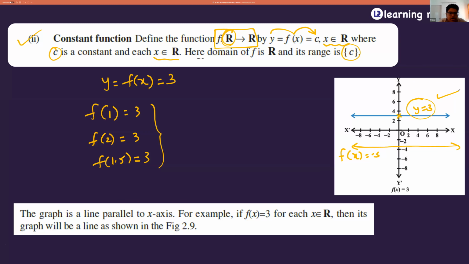It's called a constant function because the range remains constant every time, because the right side, f of x, is equal to 3.